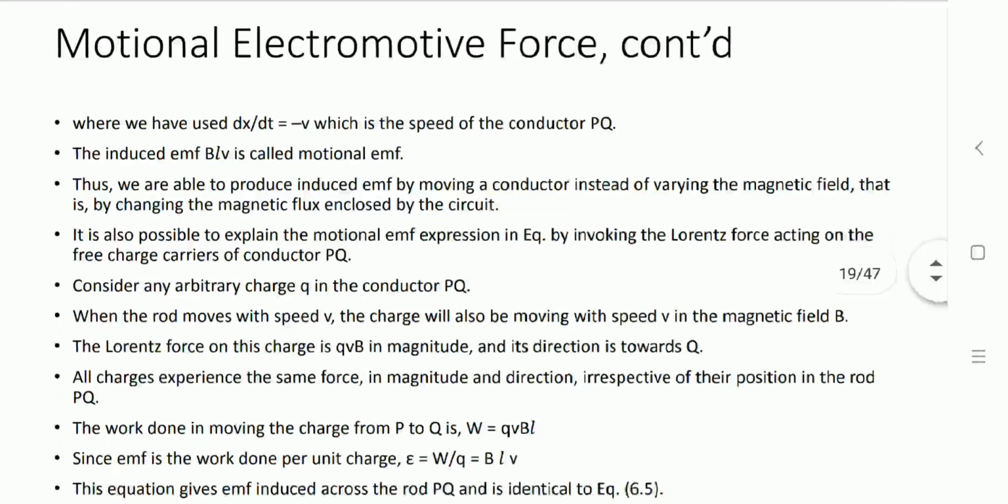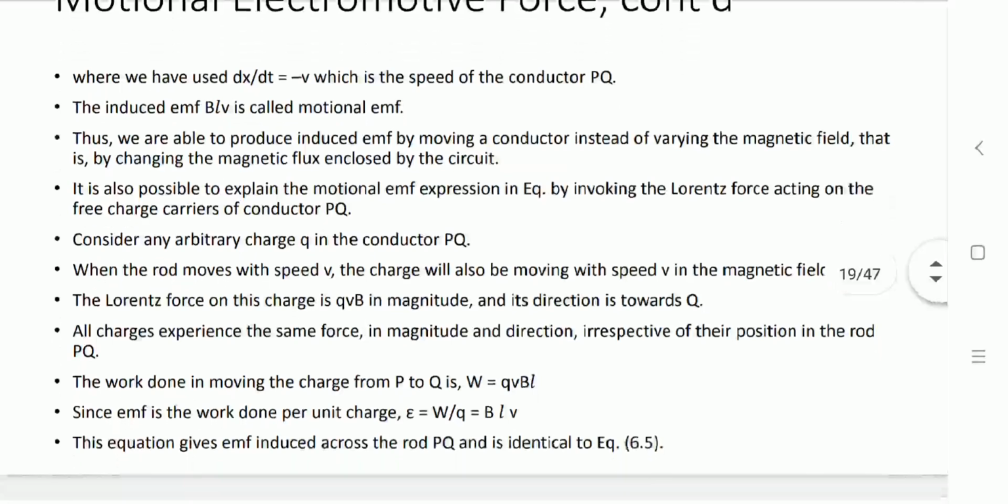V gives you the velocity of the rod PQ. So here we can say that we are able to produce EMF by moving a conductor instead of changing the magnetic field. Here we kept the magnetic field constant, we are just moving the rod. By moving the rod or the conductor and keeping the magnetic field fixed, EMF can also be generated.